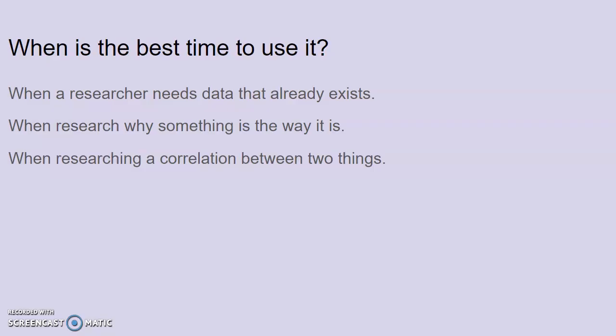So the best time to use it is when a researcher needs data that already exists, when a researcher is researching why something is the way it is, or when researching a correlation between two things. There was a really great example in our text about looking at the correlation between student absences, the reason for these absences, and their discipline records. So the researcher looked at all three of those things to see if students being absent and the reason for these absences was affecting their discipline records inside of the school.